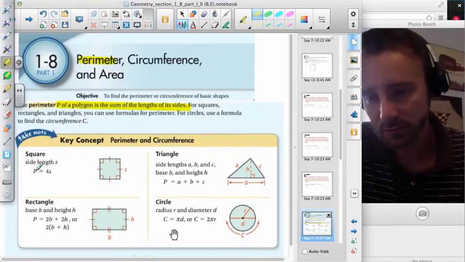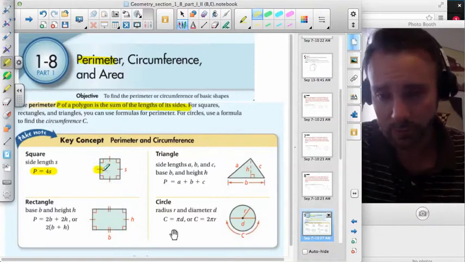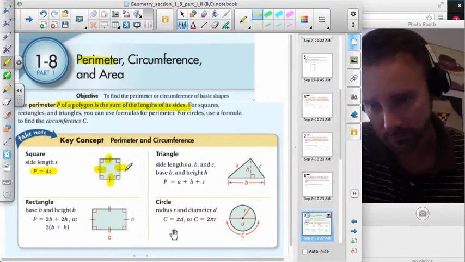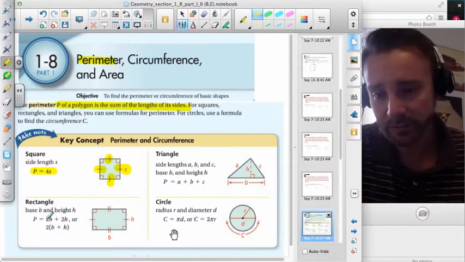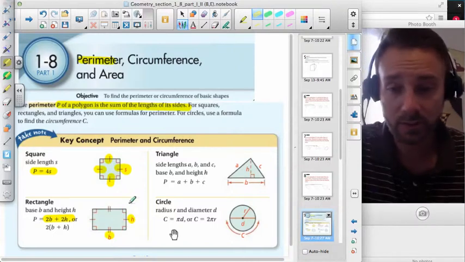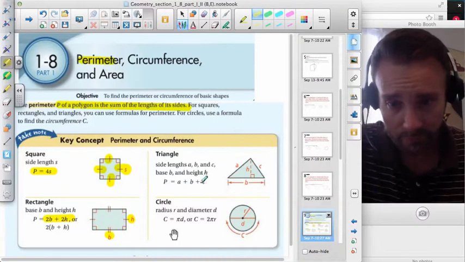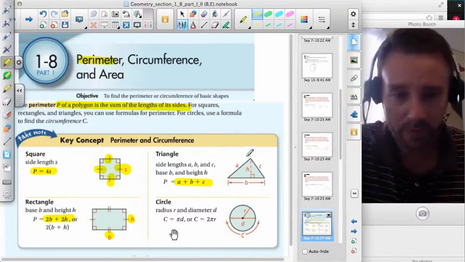For example, for the square, it's the sum of all 4 sides, and since it's a square they're all equal to each other, so it's 4 times this value s. The rectangle is 2b plus 2h, where b is the base and h is the height. And for the triangle, it's the sum of the 3 sides, a, b, and c.